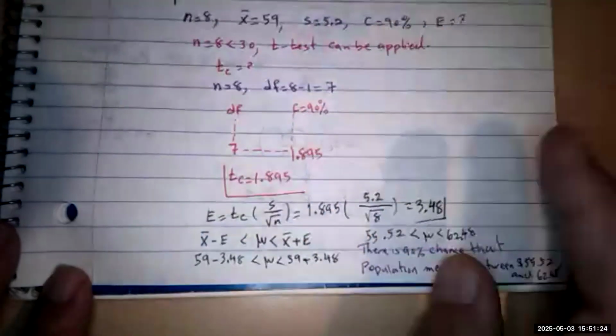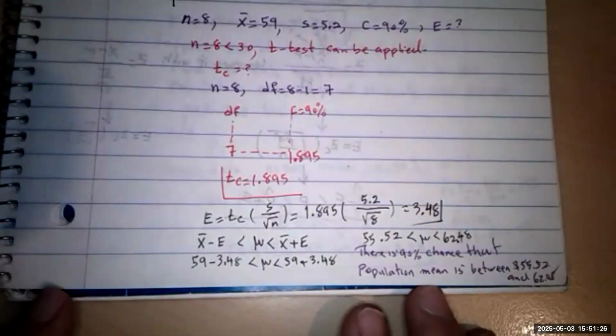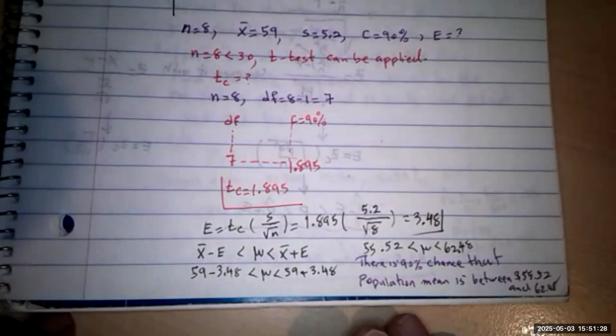So these are two different types of confidence interval for the population mean: the one with the z-test and the one with the t-test. We gave one of each, and we went over it. That ends the confidence interval for the mean.